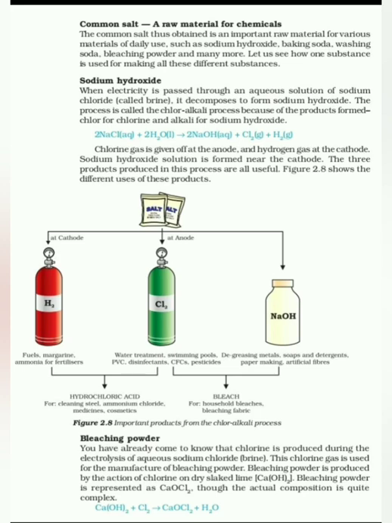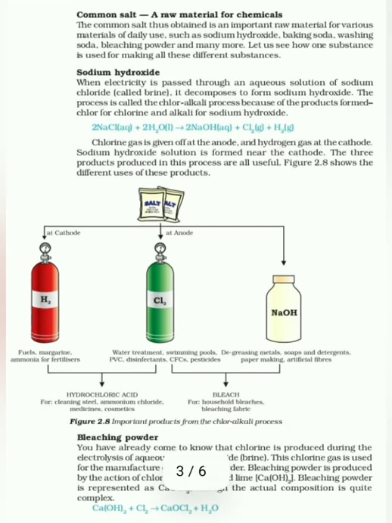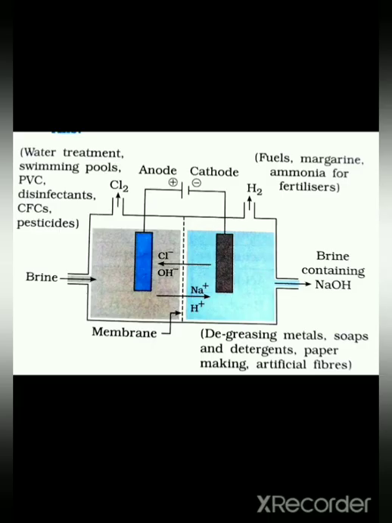The common salt thus obtained is an important raw material for various materials of daily use such as sodium hydroxide, baking soda, washing soda, bleaching powder and many more. So let's see how one substance can be used for making all these different substances. First one is sodium hydroxide. Now we'll discuss how this sodium chloride is used to form sodium hydroxide.